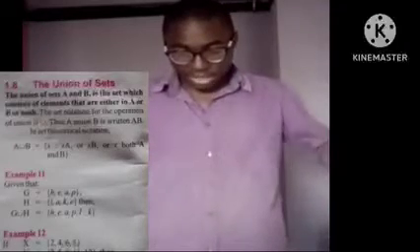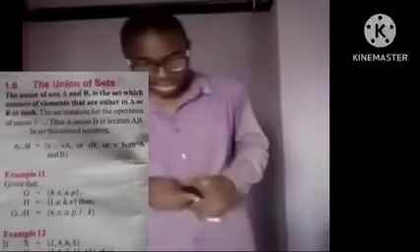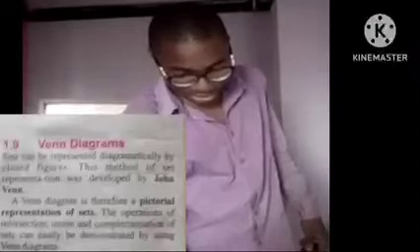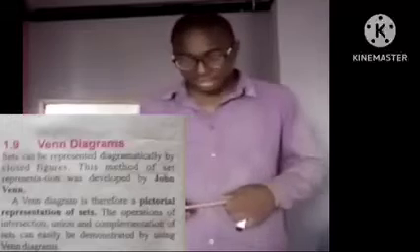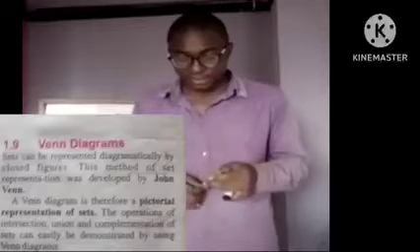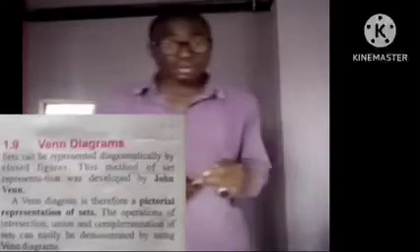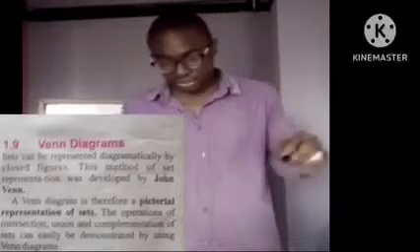That's the concept. Now let's move on to what I consider one of the most important parts of this episode, and that will be Venn diagrams. So what about Venn diagrams? Sets can be represented diagrammatically by closed figures, and this method of set representation was developed by John Venn, I guess in the 16th or 17th century or so. A Venn diagram is basically a pictorial representation of sets, and the operations of sets can easily be demonstrated by using Venn diagrams.